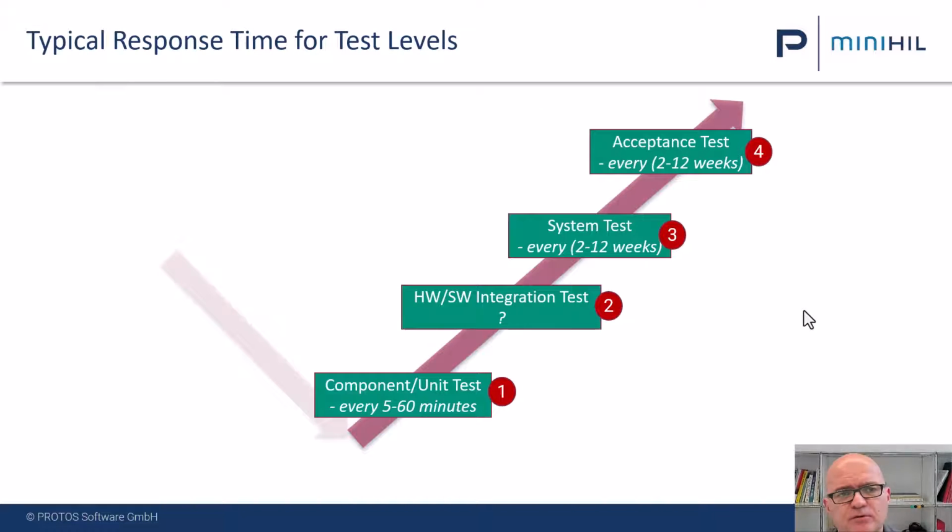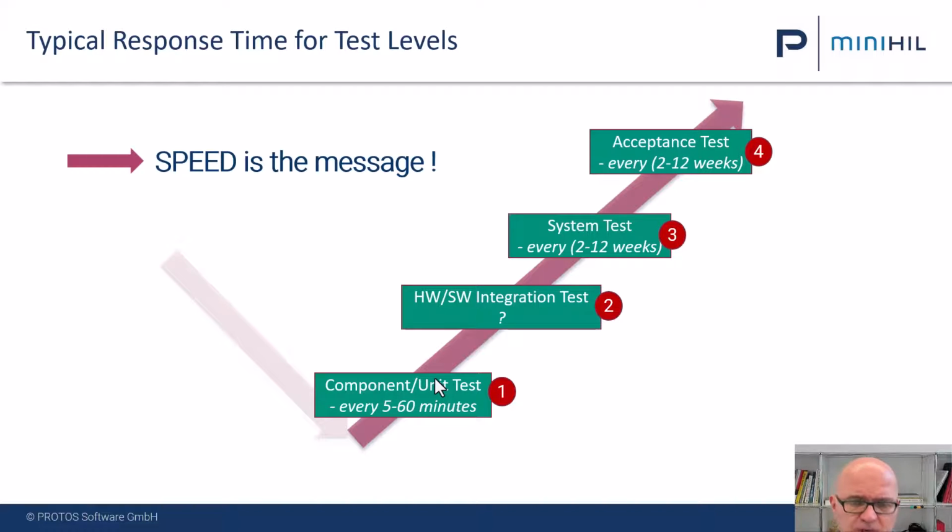So what are the typical response times for the test levels? The unit tests are typically in the range of minutes, 5 minutes, 10 minutes, up to an hour. Then the hardware software integration tests are usually not done. That's the big gap here. System tests usually are done every couple of weeks, even every couple of months, depending on the system. And the acceptance test is on system level, so it's usually also not done more often than a system test. So speed is the message.